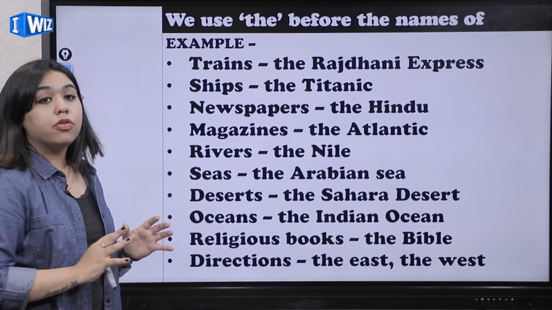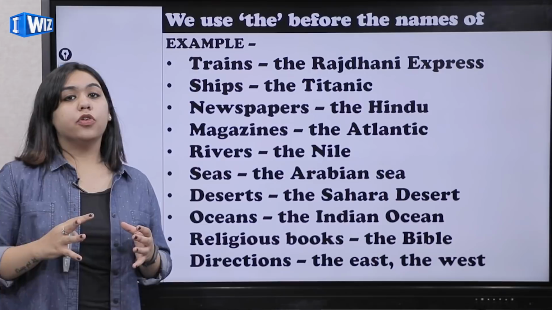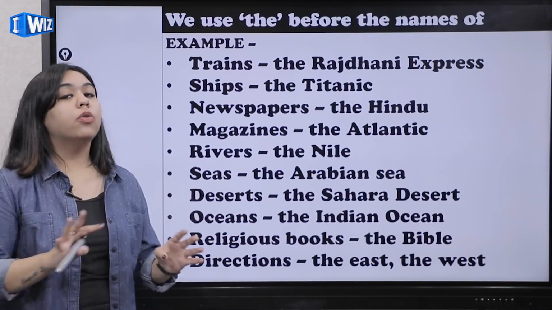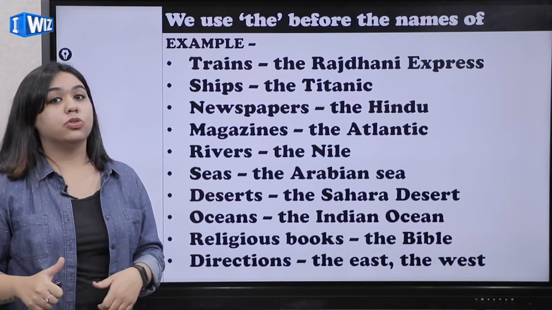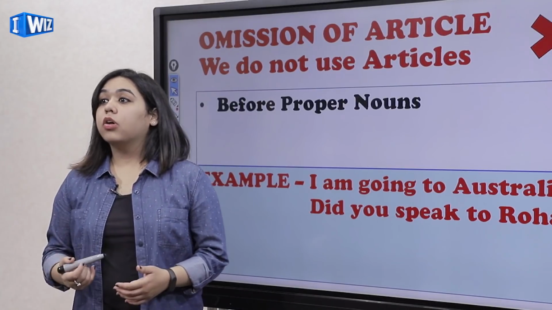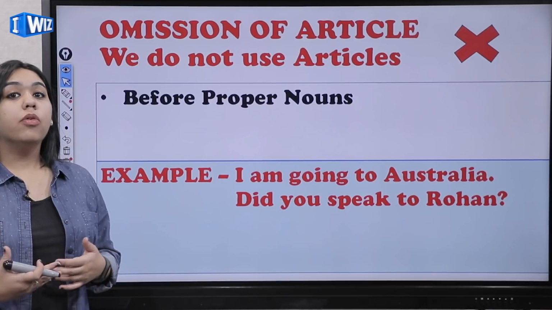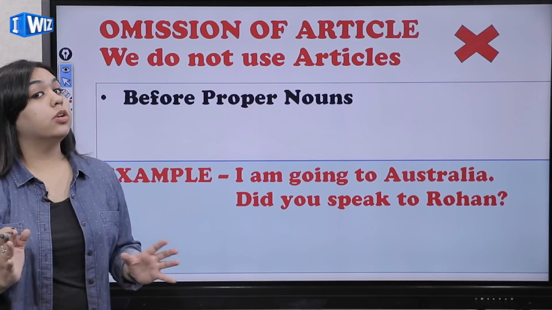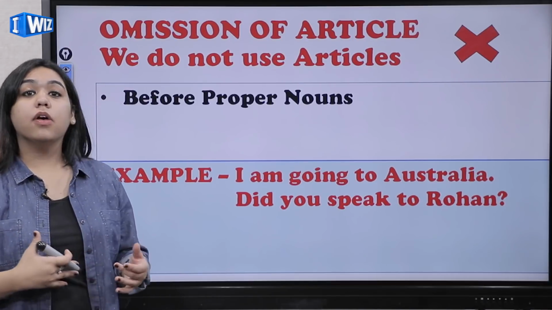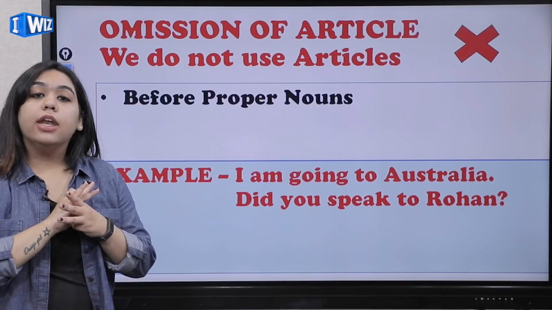That's all for the uses of articles, but that's not all for the topic, because it's very important for you to know the areas where you are not going to use an article. So now we are going to talk about omission of articles. Uses of articles is okay, but you should know the areas where we are not going to use any article, a or the, none of them.